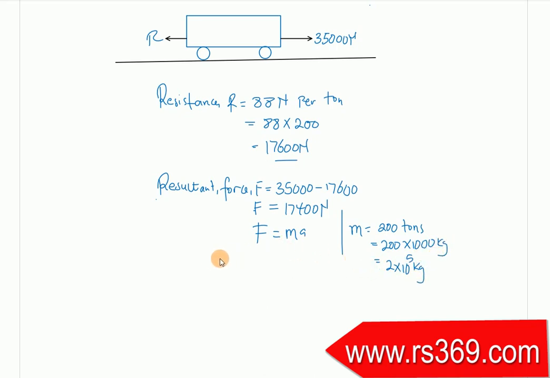And so we can say that F, which is 17,400, is equal to mass, 2 times 10 power 5, times a. So I'm substituting the values I know. I know this one, I know this one, I'm looking for this. Now I'm having that a is 17,400 divided by 2 times 10 power 5, giving us a value of a which is equal to 0.087 meters per second squared. That happens to be the acceleration of that locomotive.